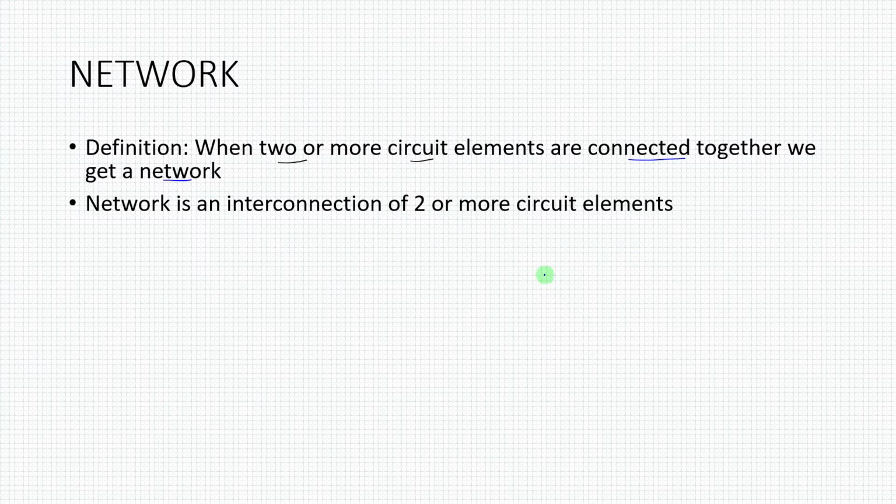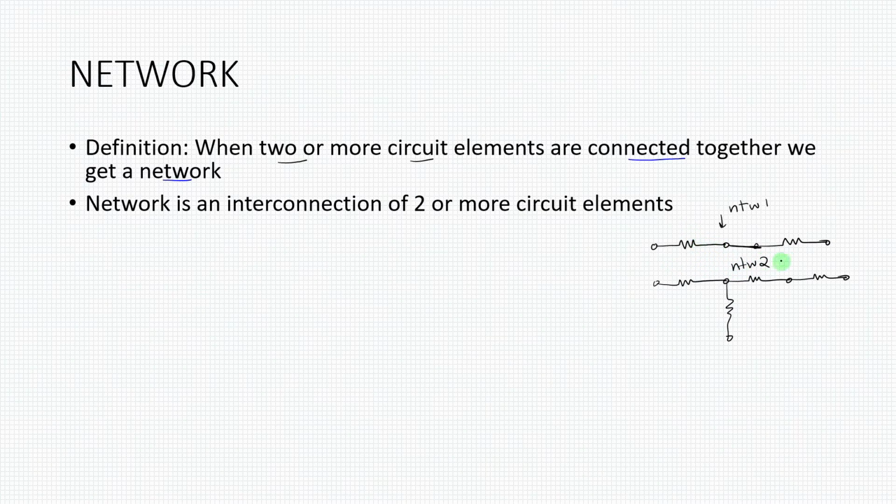Let me give you an example of a network here. I have two elements like this. If I connect them together, this becomes a network. Let me call this network 1. For example, I can have multiple elements and draw something like this. I have roughly 1, 2, 3, 4 elements and these are all connected. So this is also called a network. A network is basically an interconnection of two or more circuit elements.